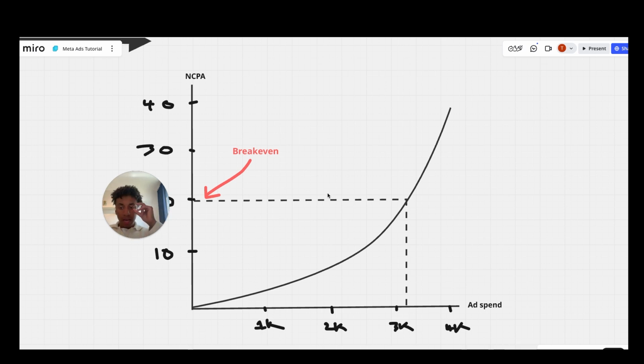And then once you have that number, that is your target NCPA. And maybe over time you can change your target and see what happens to your profits. You can maybe decide, okay, for 2 weeks I'm going to try to hit a higher NCPA.